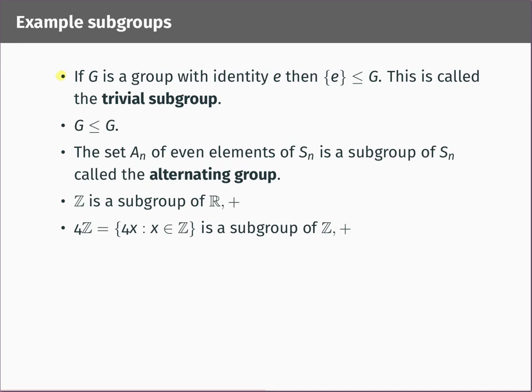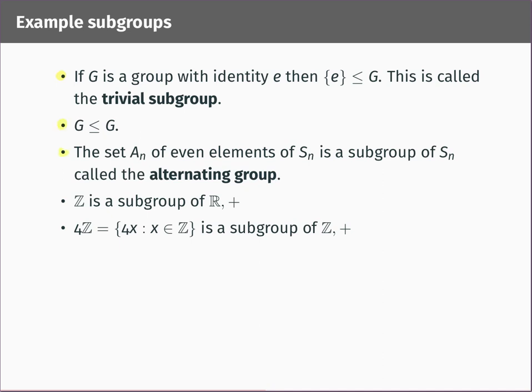That certainly contains the identity. It's closed under products because the only two things you can multiply together are the identity times the identity, and that's the identity again. And it's closed under inverses because the inverse of the identity is the identity. So that's a subgroup. Also, the whole group G is a subgroup of itself.